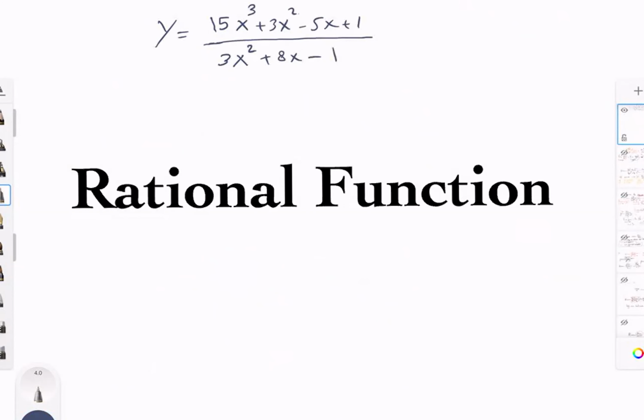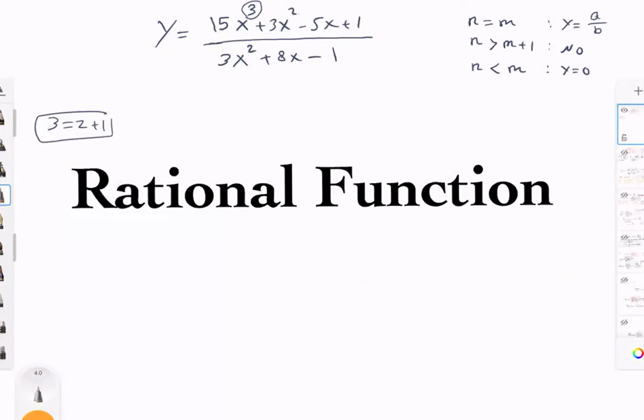Let's say we have a rational function like this. And in your note sheet, we talked about if n equals m, if n is greater than m plus 1, and if n is less than m, correct? Here this is y equals 0, that's y equals a over b, the coefficients. But in this case, the exponent is exactly 1 more than the degree of the denominator. If we do our rule, we take the leading terms: 15x to the power 3 over 3x squared. This and that will cancel. 15 over 3 is 5x. We have 5x left.